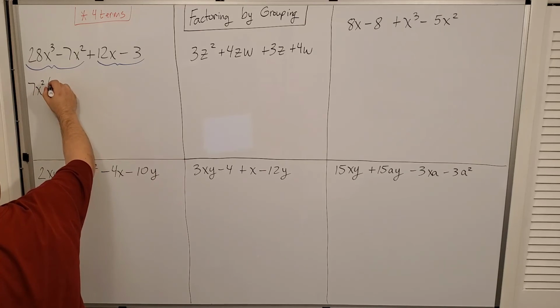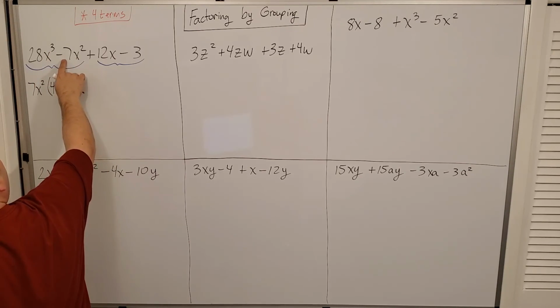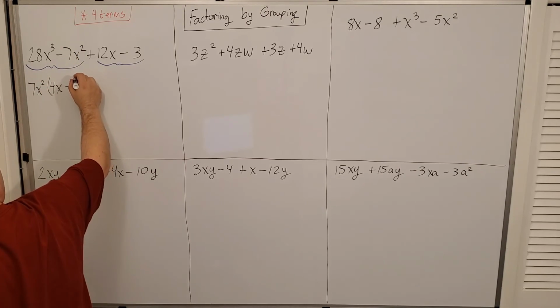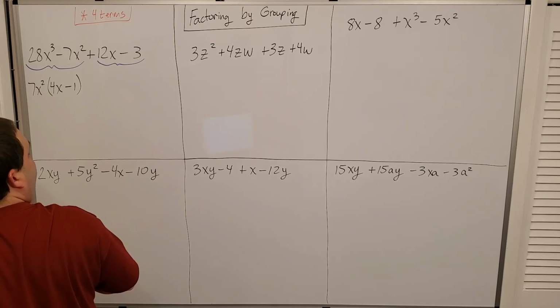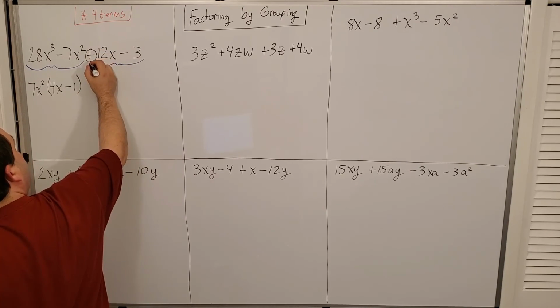28 divided by 7 is 4. 3 minus 2 is 1. Negative 7 divided by 7 is negative 1. 2 minus 2 is gone. When you're factoring by grouping, always take whatever this middle sign is and match it.